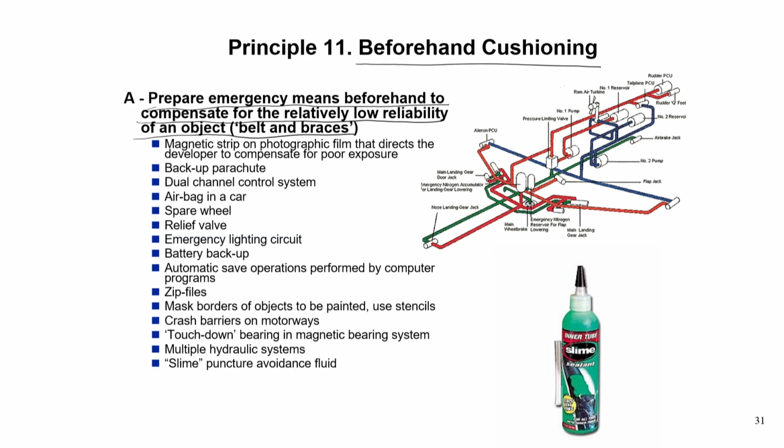zip files, masking borders of objects to be painted using a stencil, so that in case the paint overshoots, it is not going to create any problem. Crash barriers on motorways, touchdown bearing in magnetic bearing system, multiple hydraulic systems, and then the puncture avoidance fluid, which is so popular, the slime puncture avoidance fluid. These are all examples of beforehand cushioning of a system, which is very heavily used. So, we have so many applications I could show you.